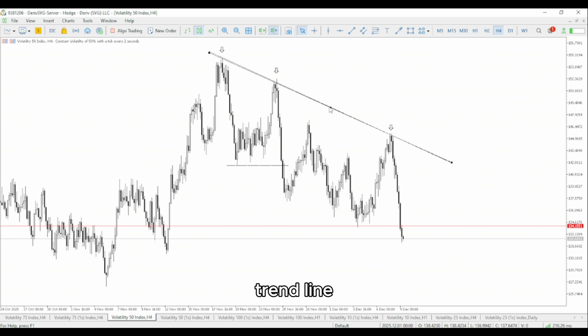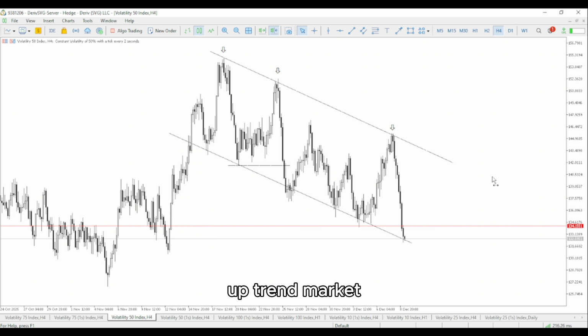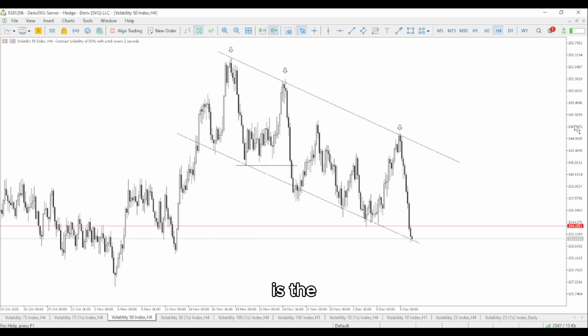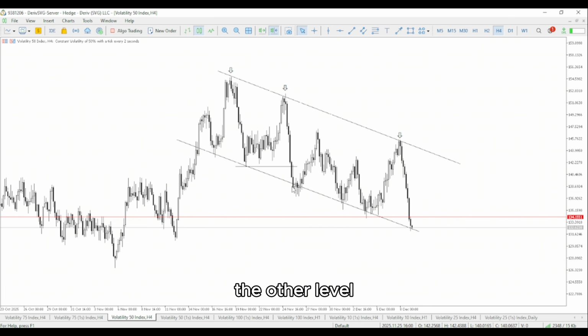Although the support trend line does not mean anything though, because if you're trading a downtrend market, what is most important is the resistance level. Same thing if you're trading an uptrend market, what is most important is the support level. The other level does not really matter, you understand? But sometimes you can just draw it there, to maybe know some kind of reversal that will happen in the market.